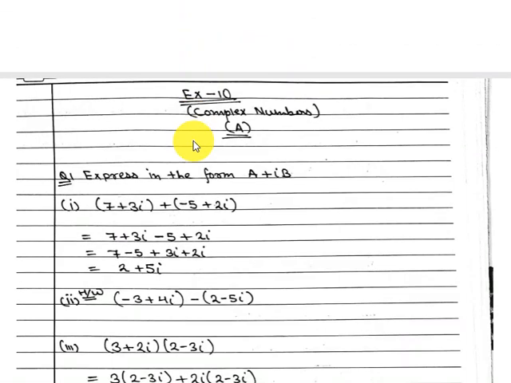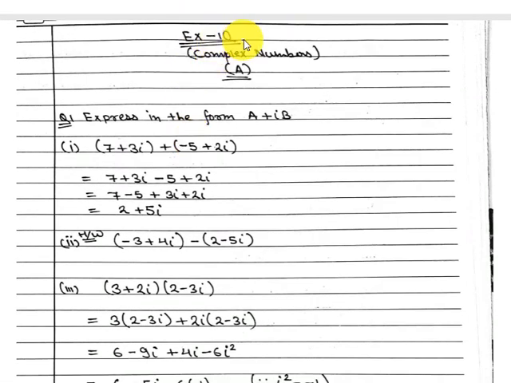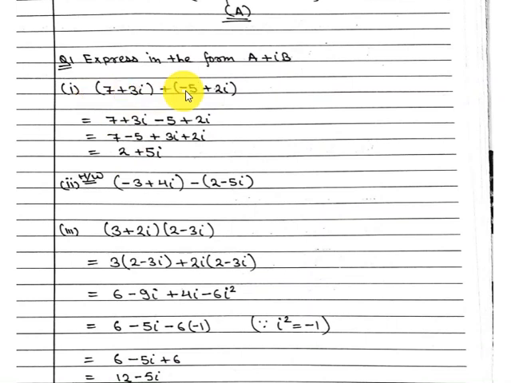Now let us come to the exercise. It's exercise 10, complex numbers, and in this exercise we have many parts: A, B, C. This is part A. Question number 1: express in the form A plus iB. Here this is a complex number, but it is not given in proper form. The proper form of a complex number is A plus iB.